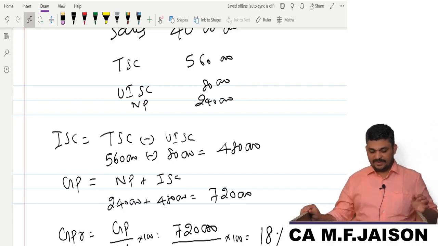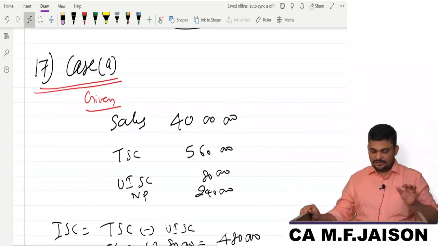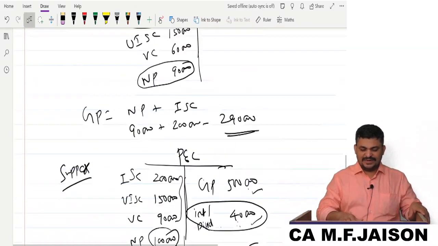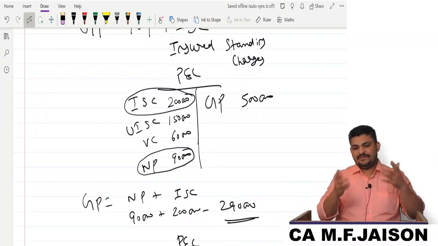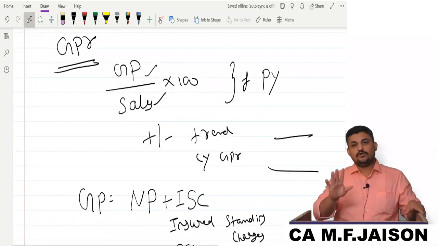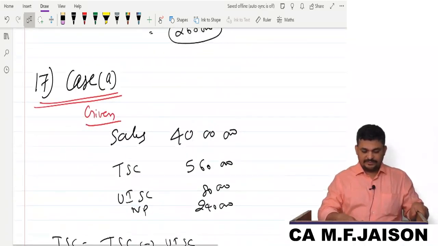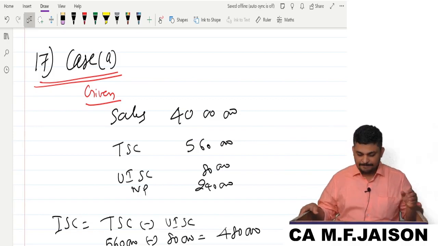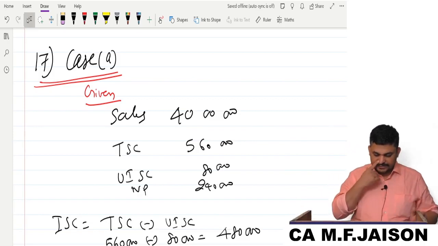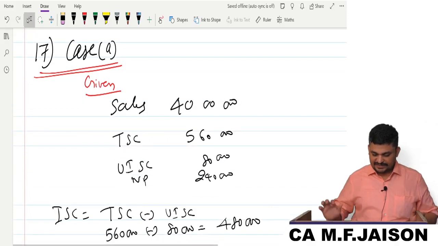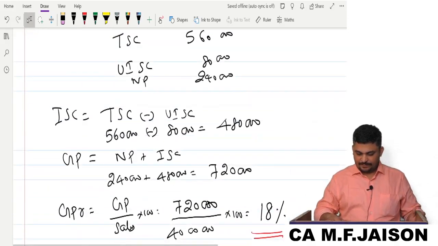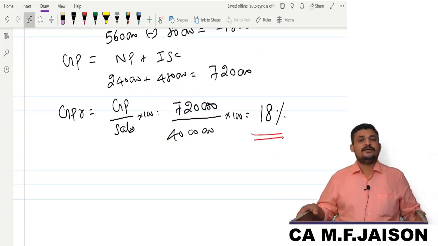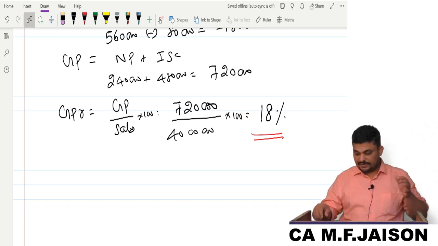Pakka? Yes, sir. Proceeding further to case B. Earlier things are copying, nothing is there. Even if you don't write anything up to this, no problem. So we are proceeding with case A. This is the copying slide of case A. Now let me proceed further. Okay, now proceeding to case B.